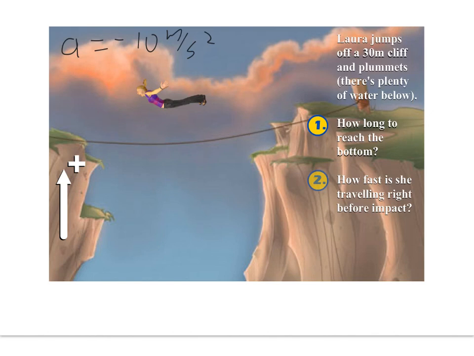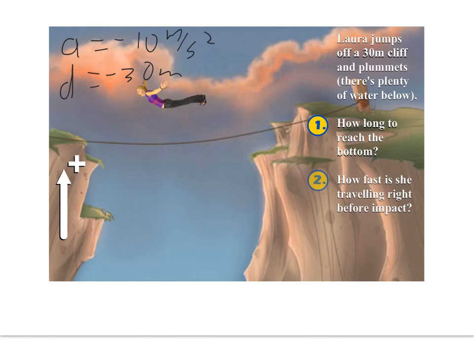The second thing is that since the cliff is 30 meters tall, if she jumps down the cliff, her displacement is going to be 30 meters, but it's going to be 30 meters below where she started, so we've got to show that with a negative as well.